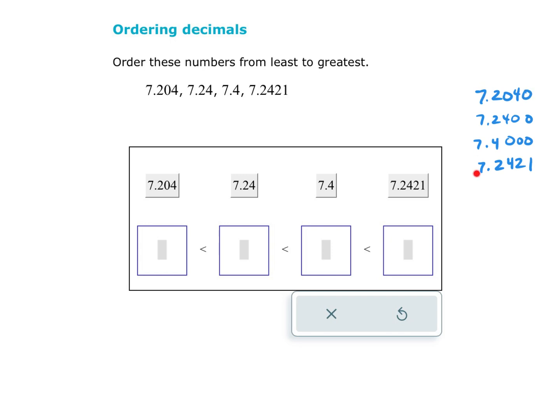So they all start with 7 in the ones place, so that doesn't help me. But these, we have a 4 in the tenths. So this one's going to be our largest number. So 7.4 is going to be number 4. And then going to compare this one and this one, we have 0, 4, and 4 in the hundredths. So that means this one's going to be the smallest. 7.204 is the smallest. And then we're just comparing this one and this one. The thousandths place, we have a 0 in this one and a 2 in this one, so this one's the smaller one. So 7.24. And then we have 7.2421.